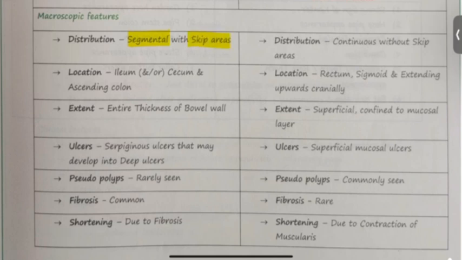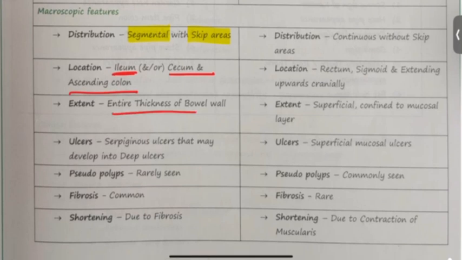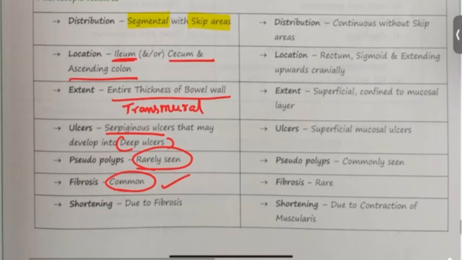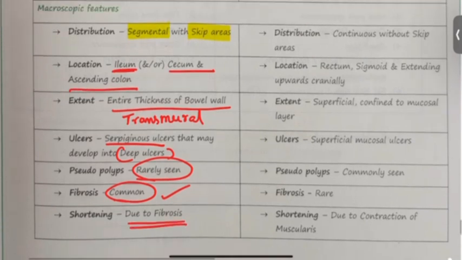ಕರೆಕ್ಟಾ? Usually it will start from ileum, then cecum and ascending colon is involved. Okay, extend the entire thickness of the bowel wall, hence it was called as transmural. Okay, ulcers usually serpiginous ulcers that may develop into deep ulcers. Usually surface ಅಲ್ಲಿ ಇರುತ್ತೆ, but it can undergo deep and it will involve entire 4 layers. Okay, pseudopolyps are rarely seen and fibrosis is common in case of Crohn's disease. Shortening of the bowel because of fibrosis is seen.